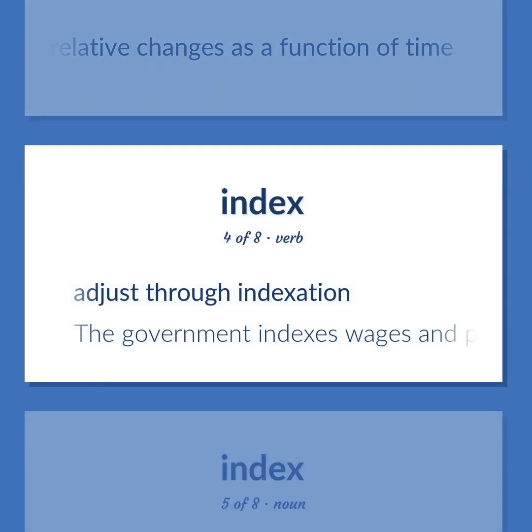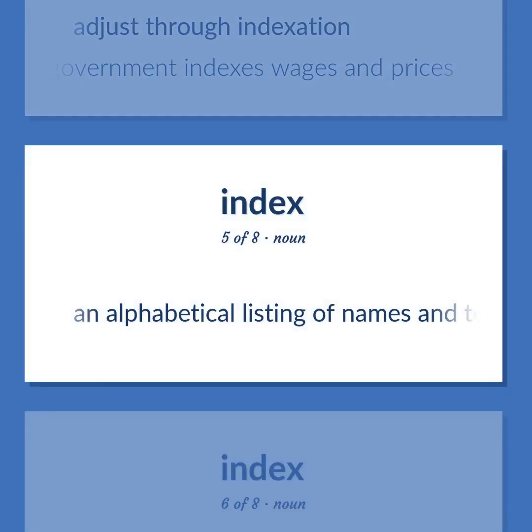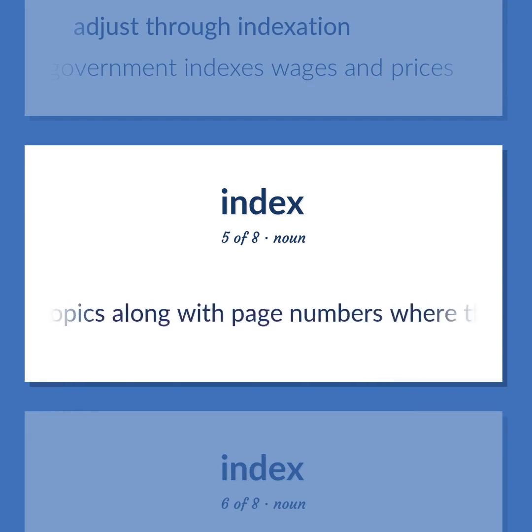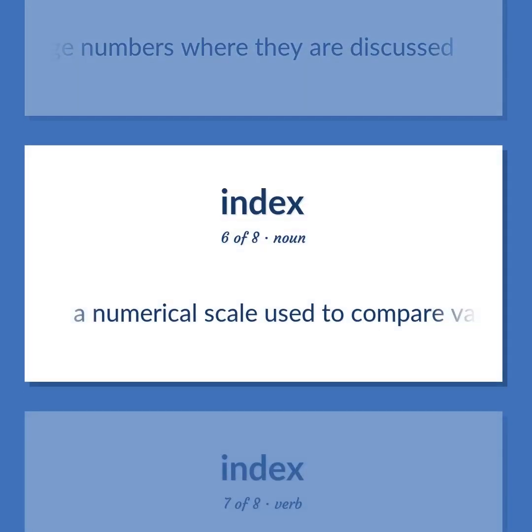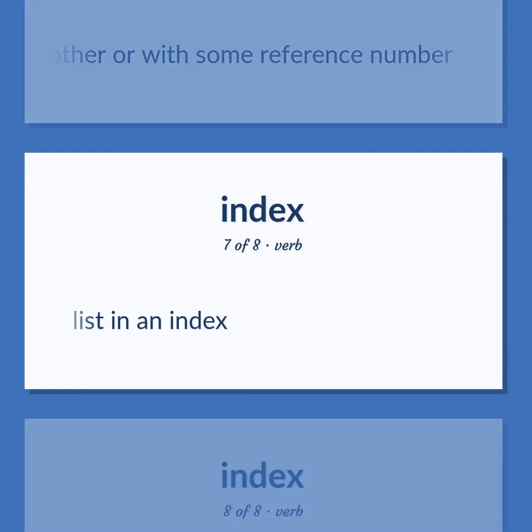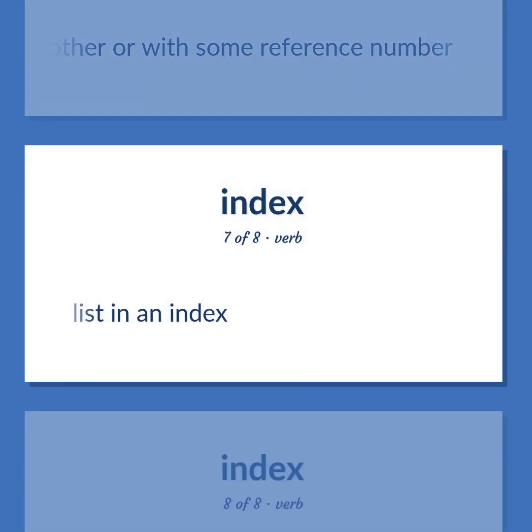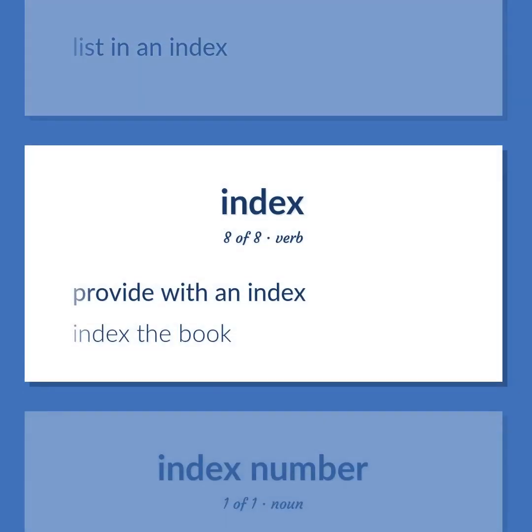Adjust through indexation. The government indexes wages and prices. An alphabetical listing of names and topics along with page numbers where they are discussed. A numerical scale used to compare variables with one another or with some reference number. List in an index. Provide with an index. Index the book.